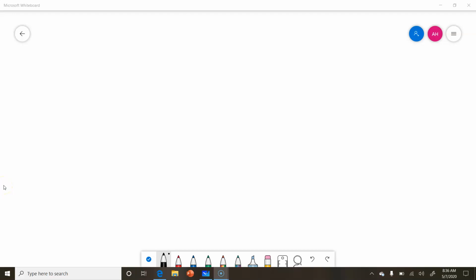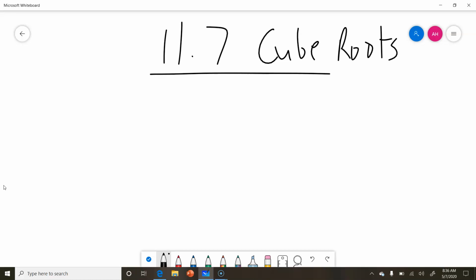As you begin this new week, we are beginning a new lesson, 11.7, and this is what's called cube roots. Okay, not Rubik's Cube, but cube roots, and we're on pages 478 and 479. You will want to look at the book if you're going to follow along here.